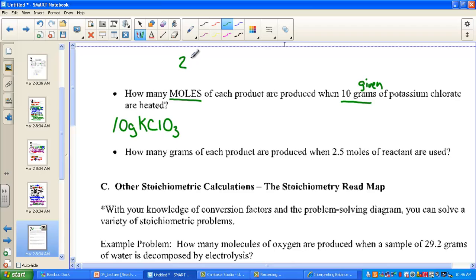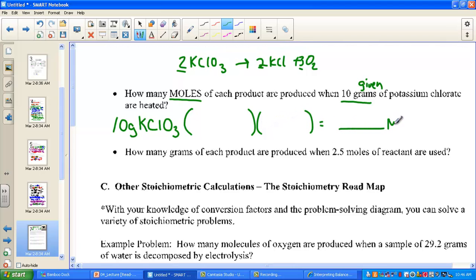So let me just rewrite that equation. It was on your previous page. 2 KCl and 3 O2. So we can just see those coefficients readily here. Given a mass of potassium chlorate, we're going to do a step 1, a step 2, and stop, because we want to know moles of each product. So I'll need to do this twice. I'll need to do one for moles of KCl, and we'll need a second problem to squeeze that in there where we get to moles of oxygen.